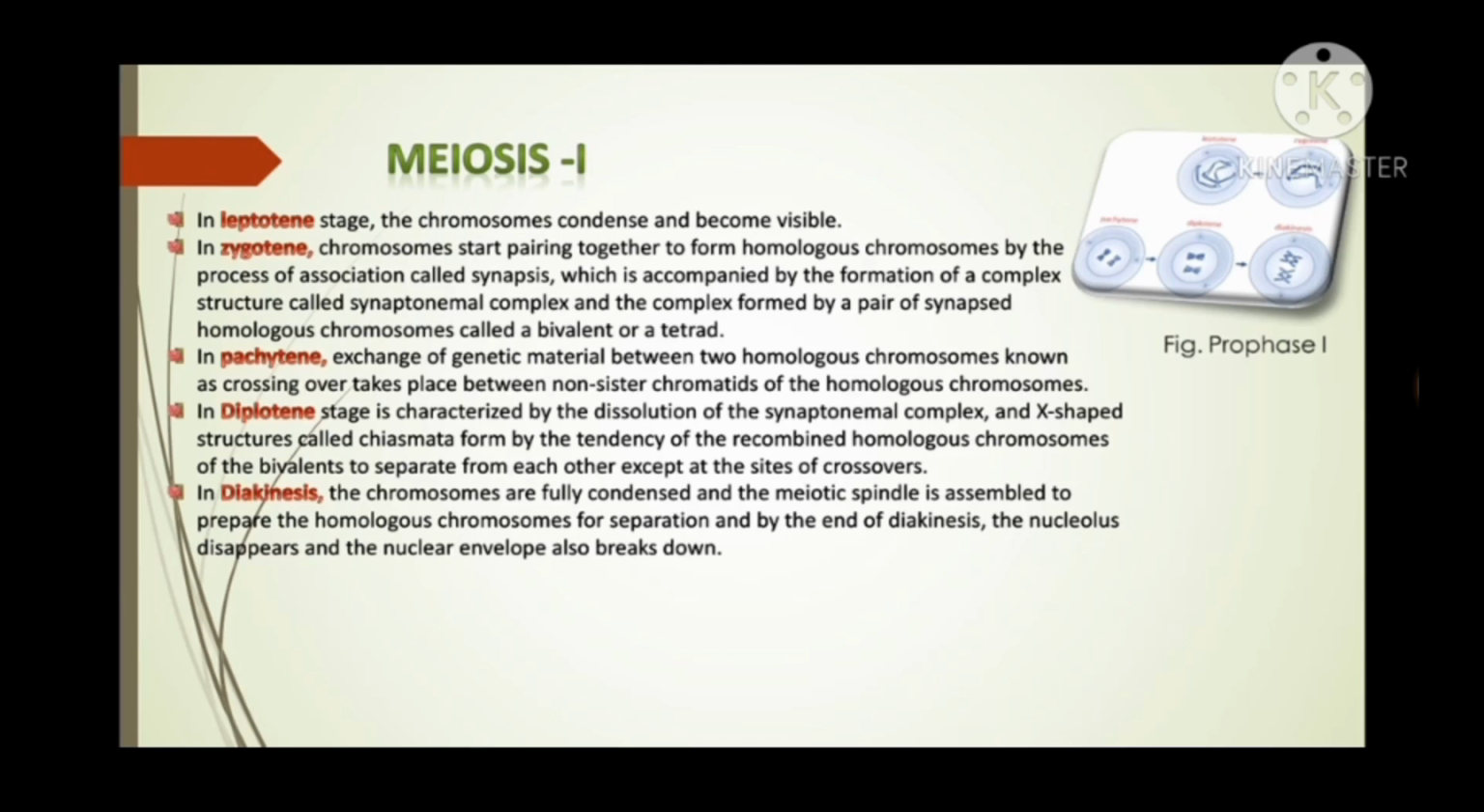So let us discuss the prophase of meiosis 1. The prophase of meiosis 1 is more elaborate and lasts longer than prophase of mitosis. It takes more than 90% of the time required for meiosis. Children, it may be divided into 5 substages: leptotene, zygotene, pachytene, diplotene and diakinesis.